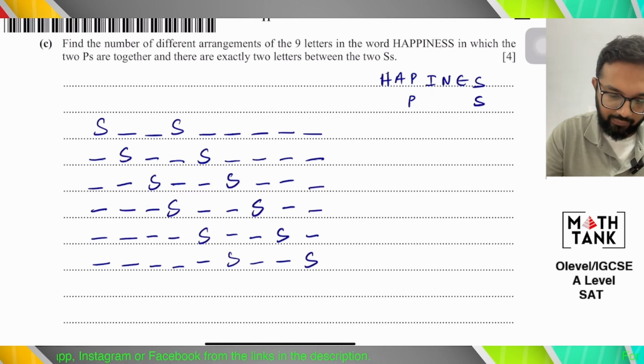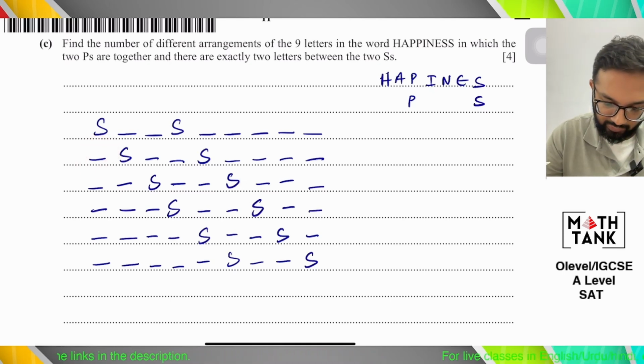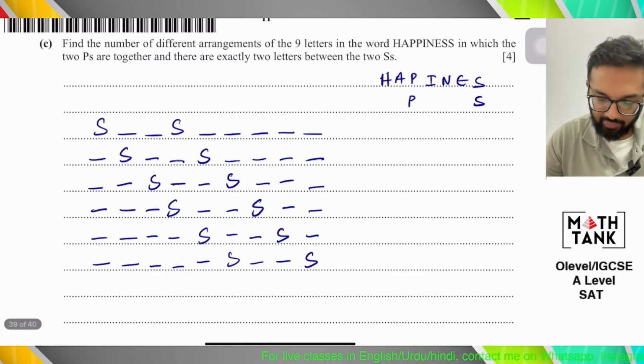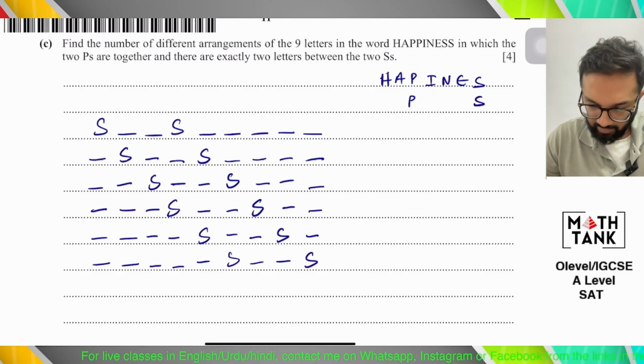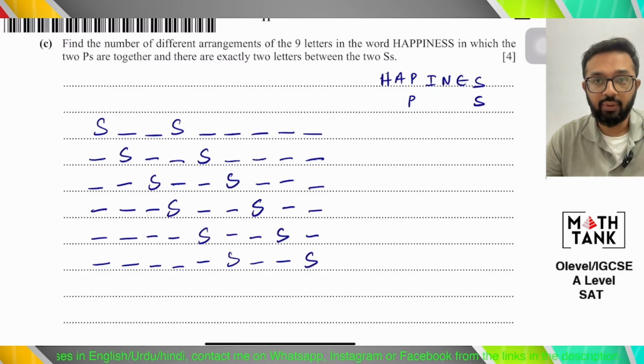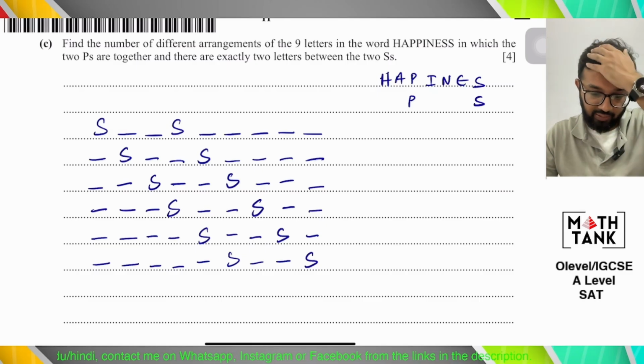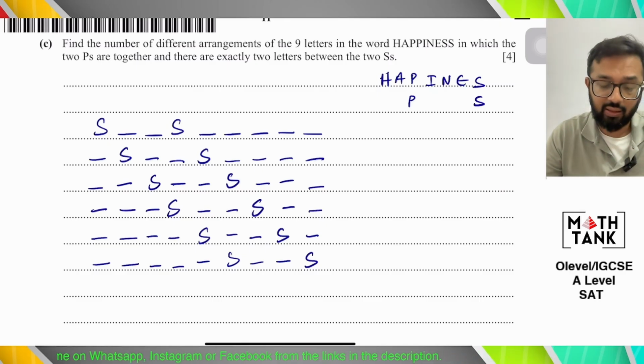Okay, so if the P's are together, they suddenly can't appear here. So this one presents a problem to me. And they can't suddenly appear here. That also presents a problem to me. So what I will have to do is think about all of these cases separately as to where the P's can appear.